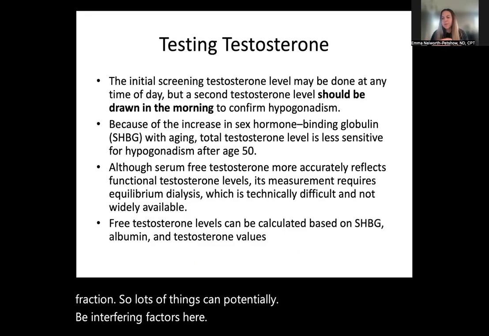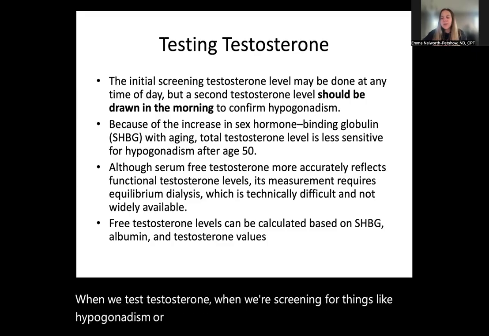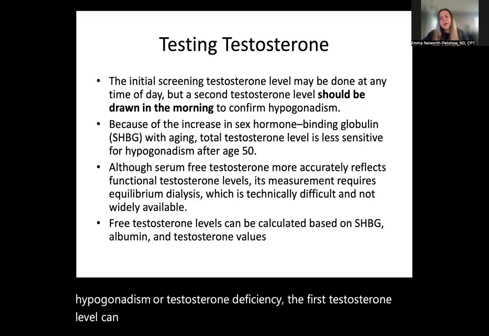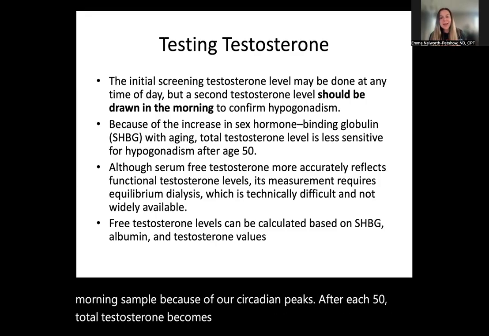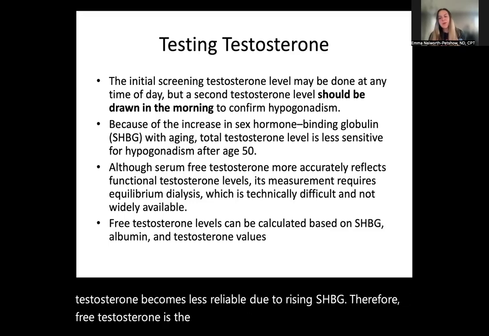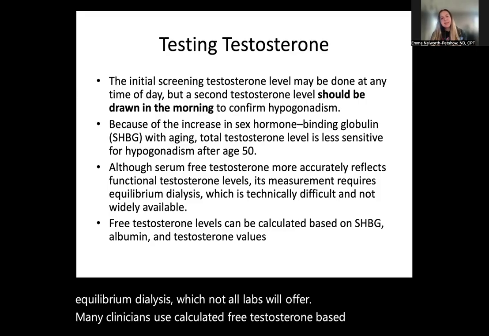When we test testosterone, when we're screening for things like hypogonadism or testosterone deficiency, the first testosterone level can be drawn anytime, but confirmation must be done with a morning sample because of our circadian peaks. After age 50, total testosterone becomes less reliable due to rising SHBG. Therefore, free testosterone is the most accurate assessment, but requires equilibrium dialysis, which not all labs will offer. Many clinicians use calculated free testosterone based off of total T, SHBG, and albumin.